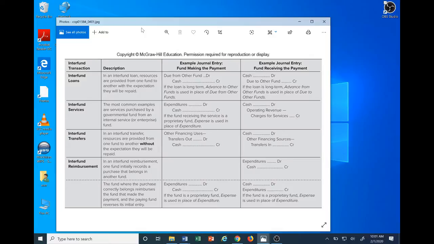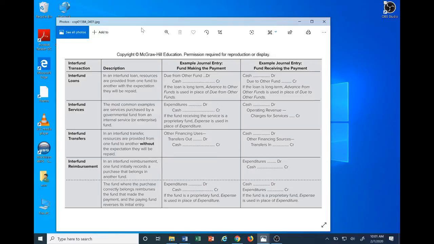Let's start with this little chart here, reviewing some interfund transactions. Starting with the top one, the interfund loans, we can see the interfund transaction on the left, then moving to the right, the description, and then the example journal entries that both the fund making the payment and the fund receiving the payment are going to make. For an interfund loan, resources are provided from one fund to another with the expectation they'll be repaid. Remember, a loan, we want our money back.